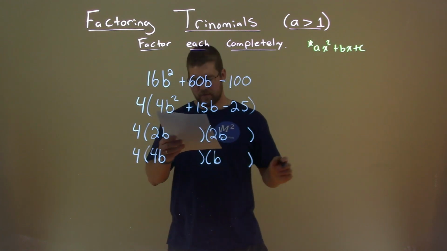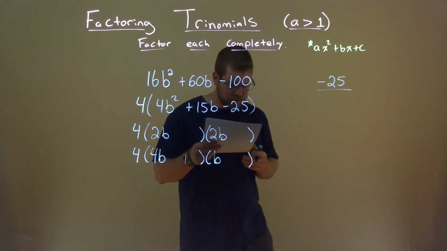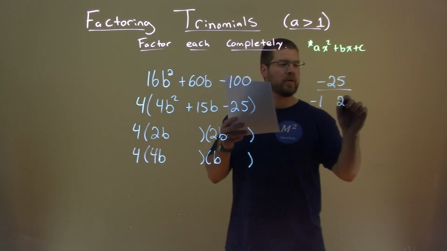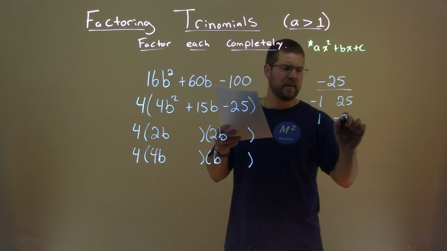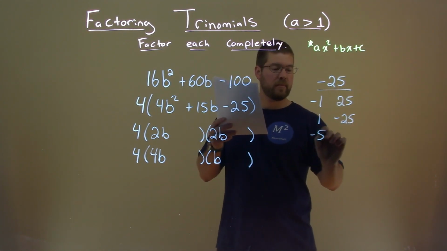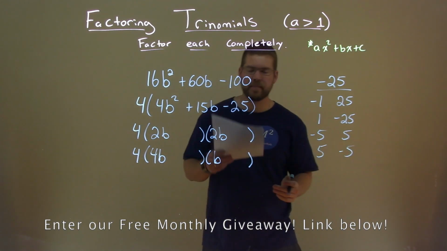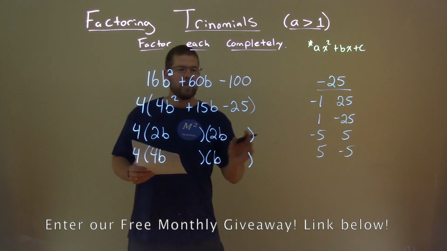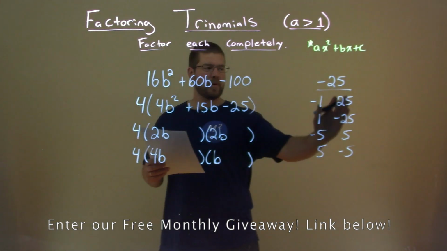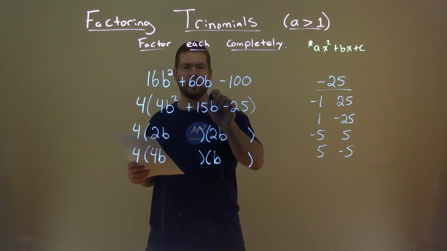So now let's look at a negative 25. What two numbers multiply to be a negative 25? Well, negative 1 and a positive 25, or 1 and a negative 25. We also can have a negative 5 and a positive 5, or a 5 and a negative 5, right? So with that information, I need to say, okay, this first part times one of these plus the second part times one of these gets me a positive 15.